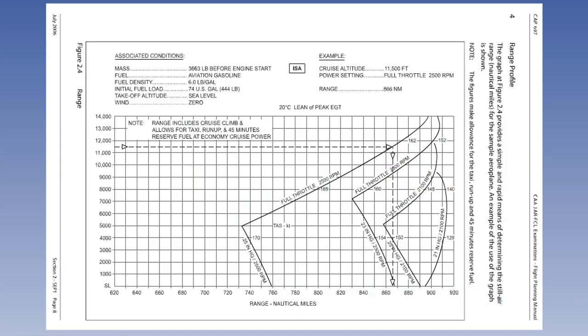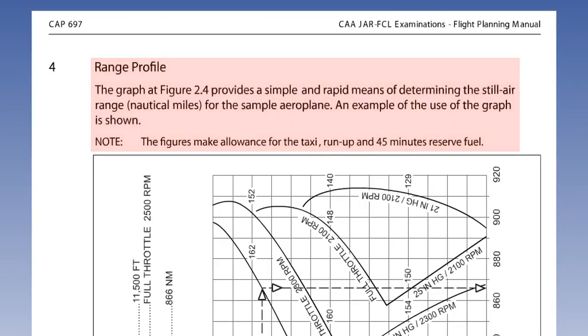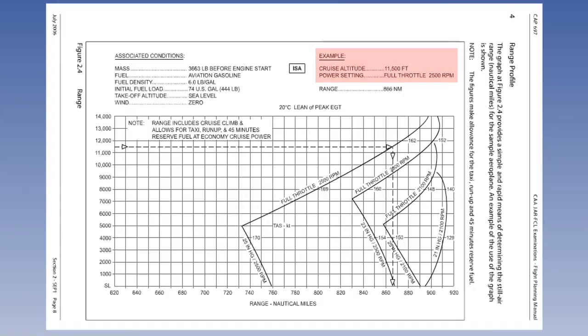Figure 2.4 gives the maximum range of the aircraft in nautical air miles for different power settings. The figures make allowances for taxi, climb, cruise and holding fuel for 45 minutes. The example shown is a cruise altitude of 11,500 feet at full throttle and 2,500 rpm.